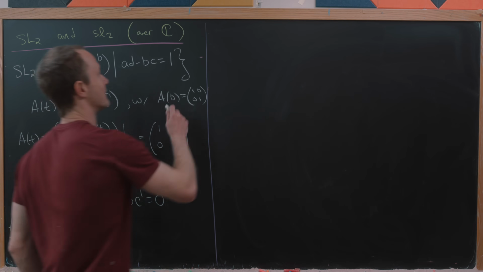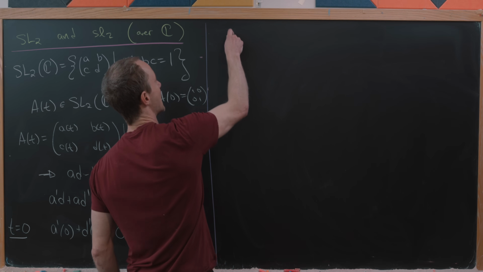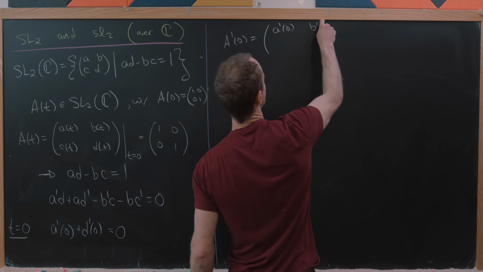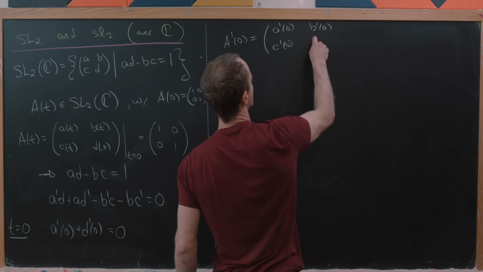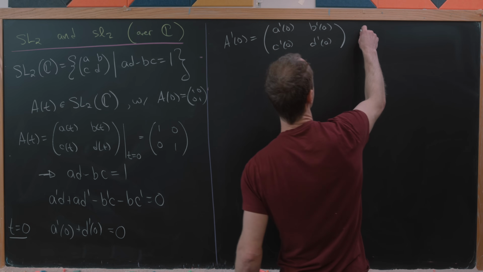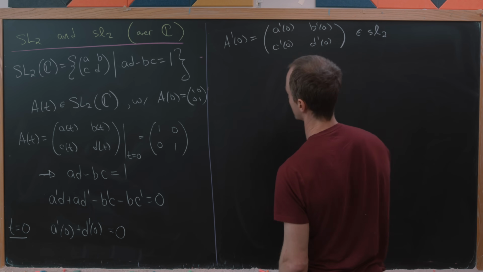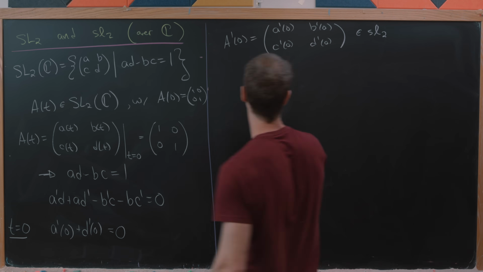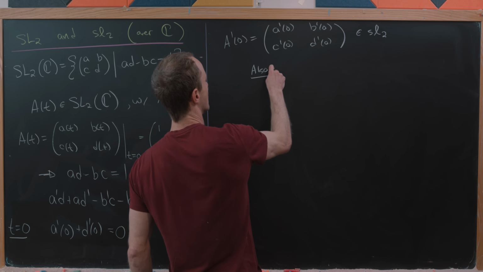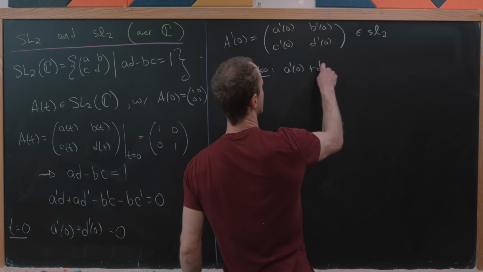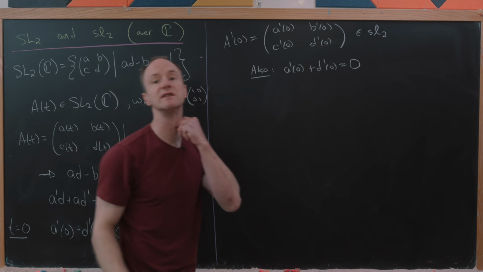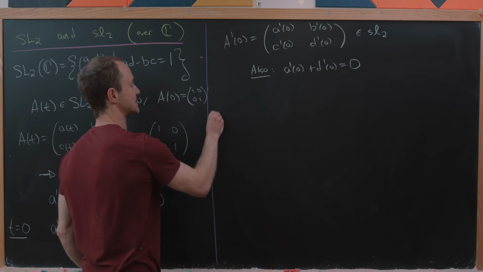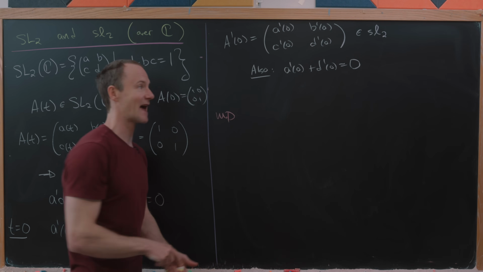So in other words, we have the following setup. We have A prime of 0, and that's going to be equal to the matrix little a prime of 0, little b prime of 0, little c prime of 0, little d prime of 0. We know that this thing is going to be in the Lie algebra of SL2 because it's a tangent vector at the identity. That's the definition of the Lie algebra. And then we also know that a prime of 0 plus d prime of 0 must be equal to 0. And in fact, that's the entire condition of the Lie algebra SL2, that the sum of the diagonal elements must be 0.